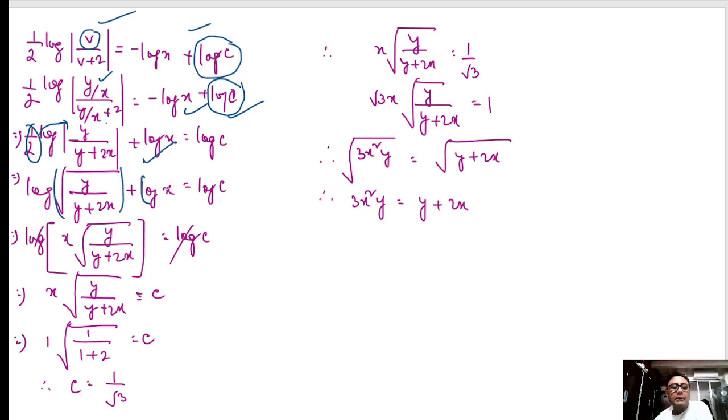So log a plus log b is actually log a into b. Log a into b equals log c. Log cuts.